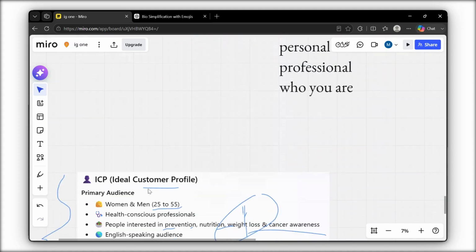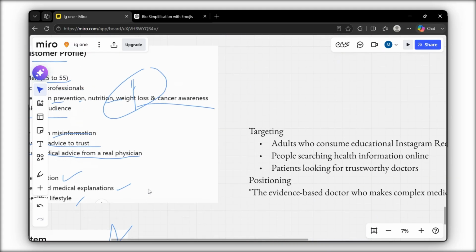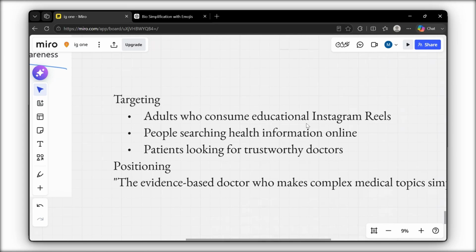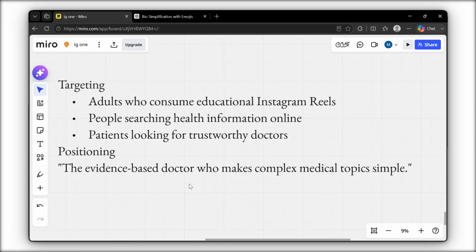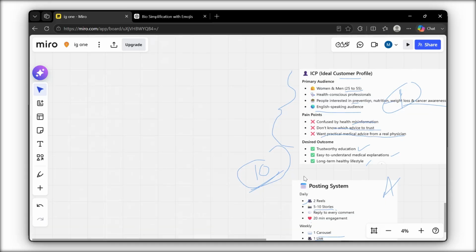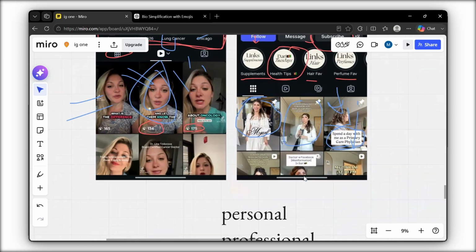Now what you will do is that this is our customer schedule. And yeah, so targeting adults who consume educational Instagram reels, people searching for health information online, and patients looking for trustworthy doctors, right? So our position should be the evidence-based doctor who makes complex medical topics simple, right? So yeah, now you will tell me what she would post.